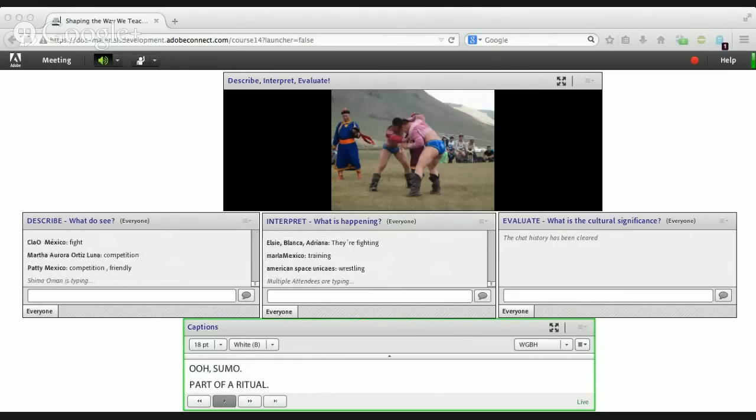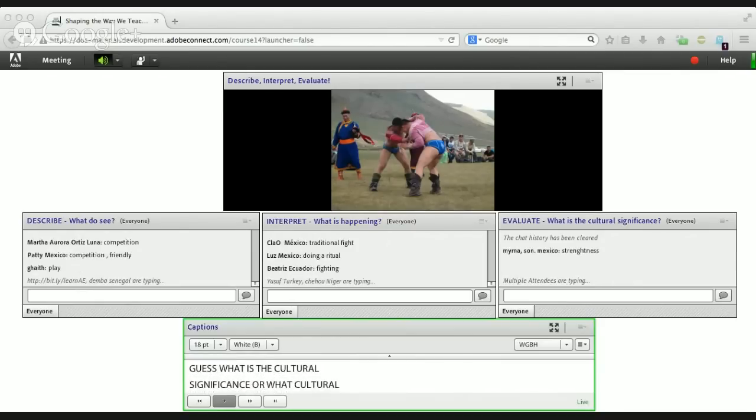Fantastic. Oh, there's a judge. That person in the back maybe is a judge. Wrestling, training, competitive conquest. Wow, that's a great phrase. Okay, so now this is the hard question. So don't worry. Do your best. Guess. What is the cultural significance or what cultural values do you think are transmitted in this activity?